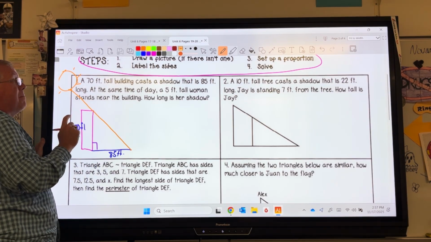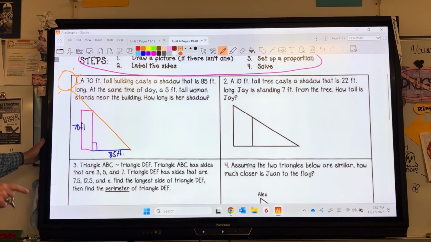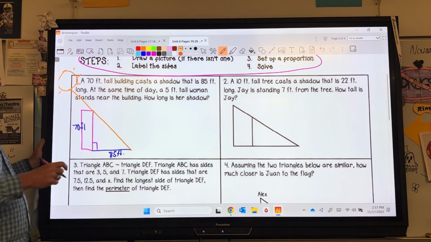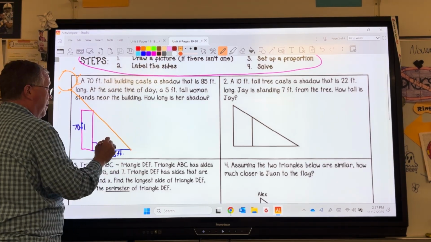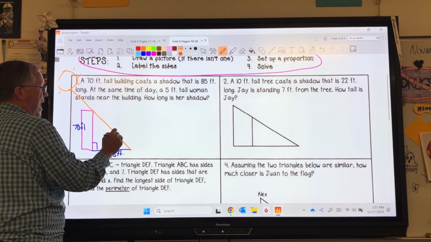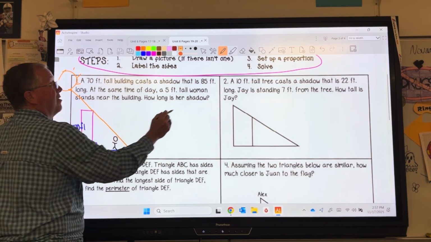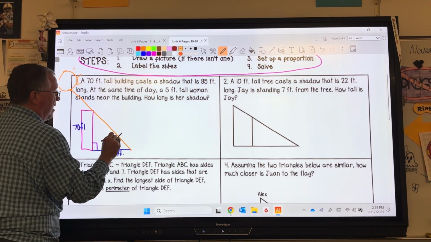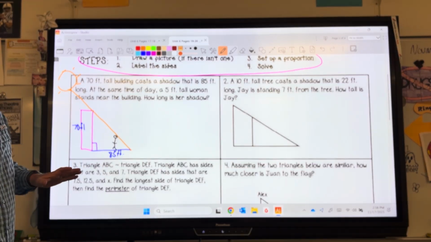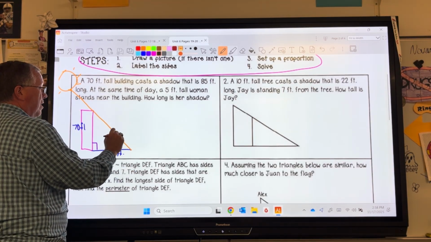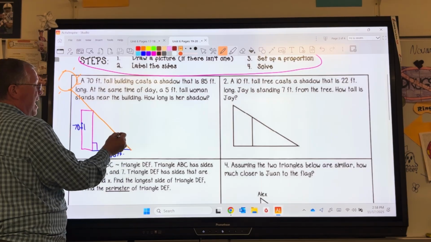It says at the same time of day, a 5-foot woman stands near the building. How long is her shadow? So the 5-foot tall woman is going to be standing, we'll say right here, right? Here she is right here. Here's her head. I need to go make her a little bit taller here. So let me fix her so she's a little bit taller. She's going to have a long neck. There we go. Okay, it's a goofy looking person. Don't judge, right? She is 5 foot tall. So right here's where she is.